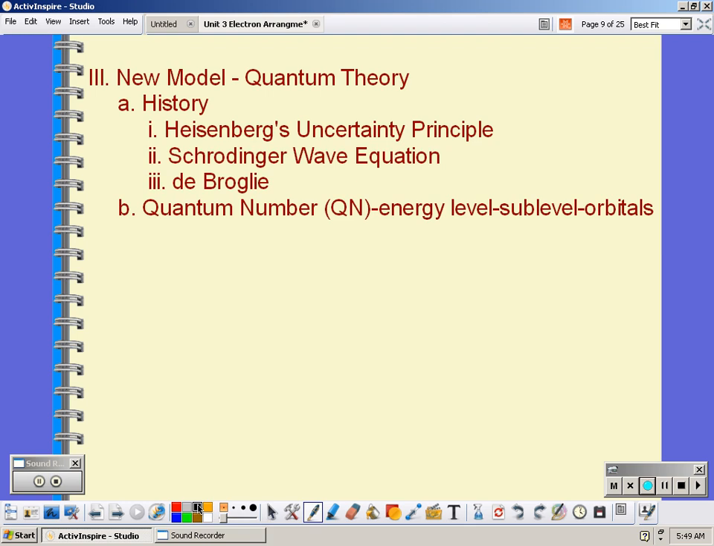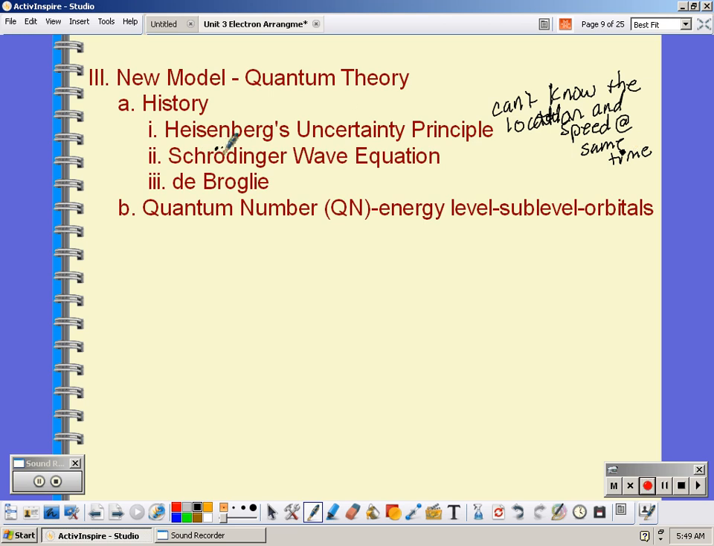Heisenberg's uncertainty principle says that you can't know the location and the speed of an electron at the same time. Electrons move very, very quickly, so we can't know how fast they're moving and exactly where they're located at the same time. So we do have some uncertainty here.